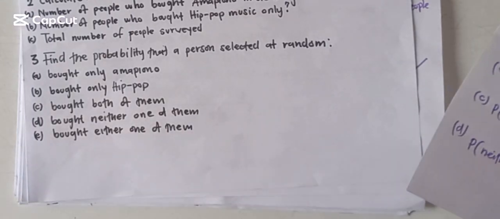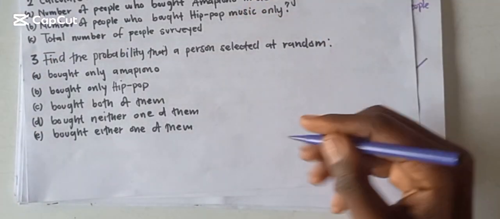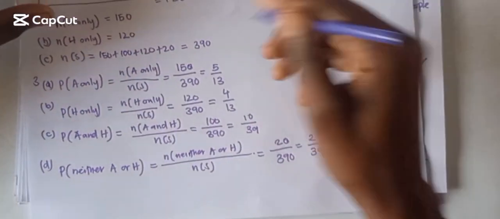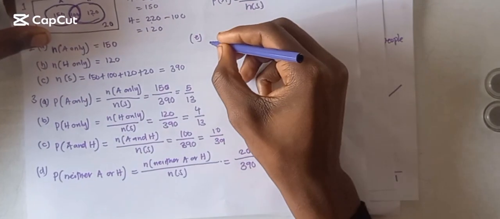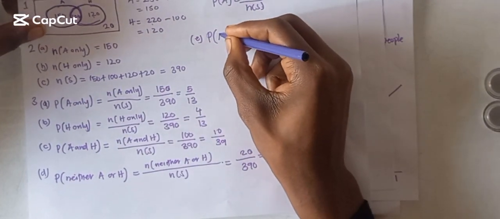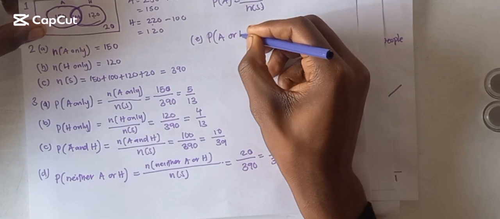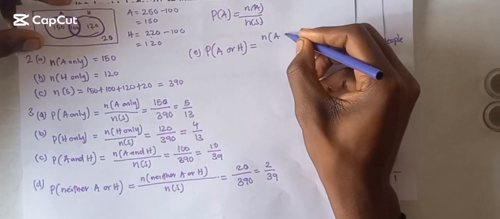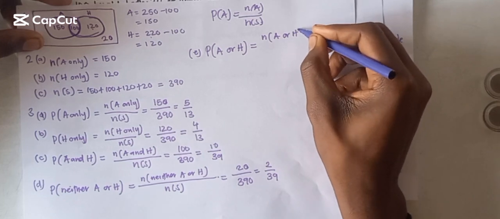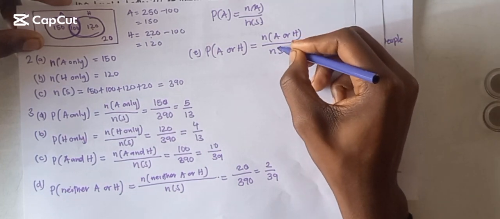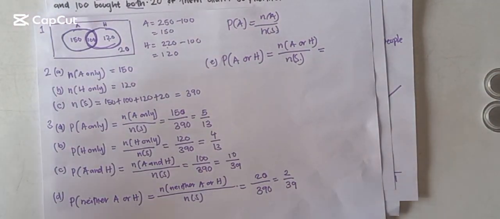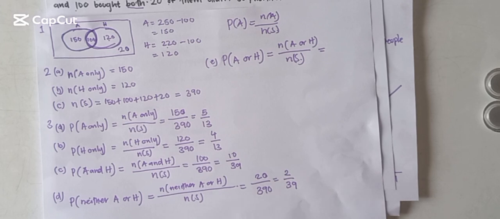So going to letter E, the one that bought either one of them. I explained it in my previous video. When they talk about either one, they talk about what? Or. I hope by now you're familiar with that one. So letter E is going to be the probability of A or H. Then I'm going to take the total number of people in A or H divided by the total number of the sample space. How do we find the A or H? I explained it in my previous video. If you have not watched it, guys, I beg you to go and watch it. It will help you very much.